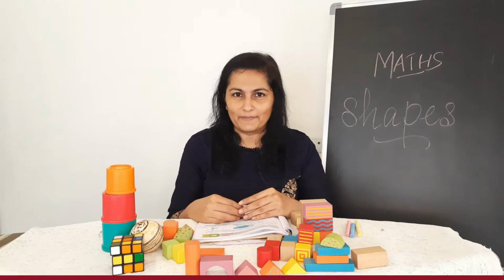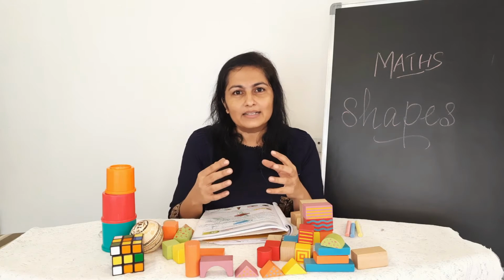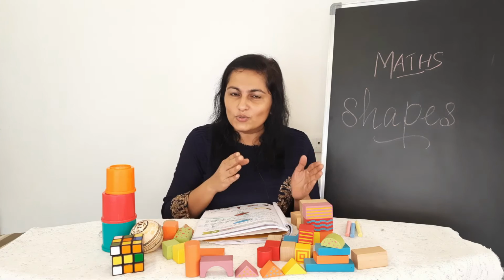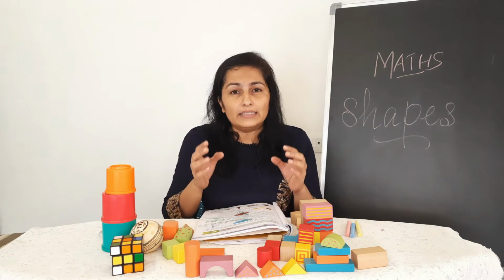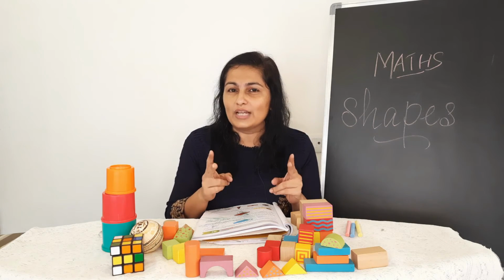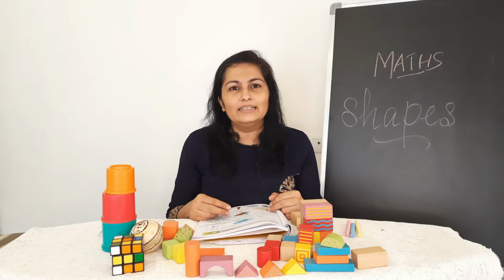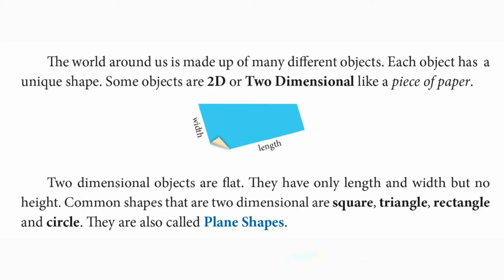So, two-dimensional shapes are otherwise called 2D. The word itself tells you: two-dimensional means these shapes have only two dimensions, or two measurements. What are they? The length and the width. It does not have a height.